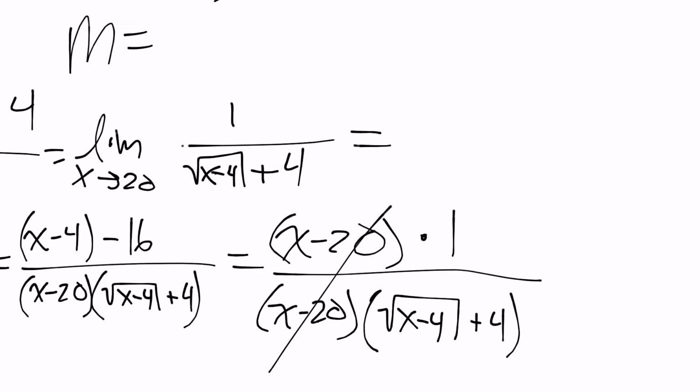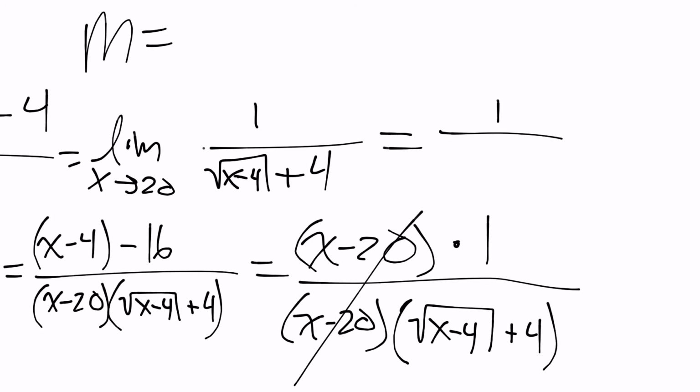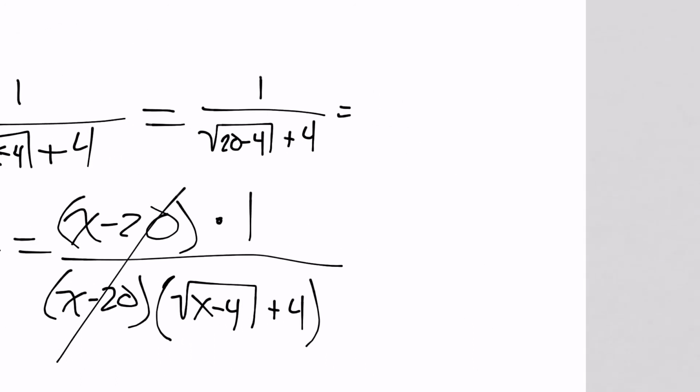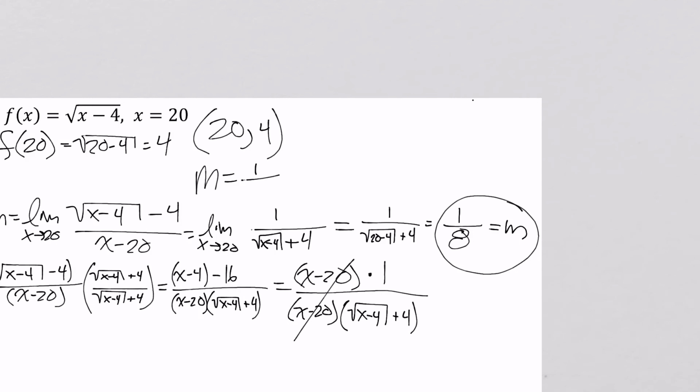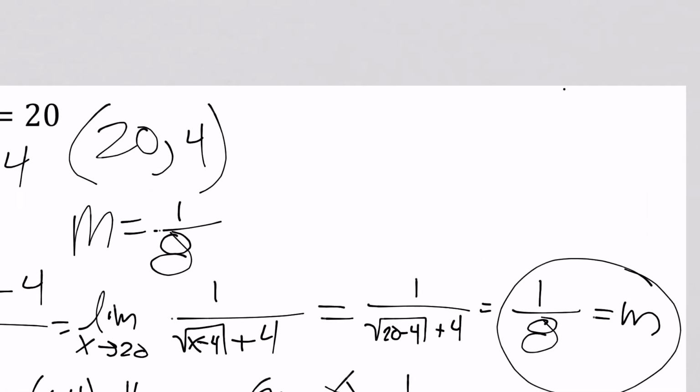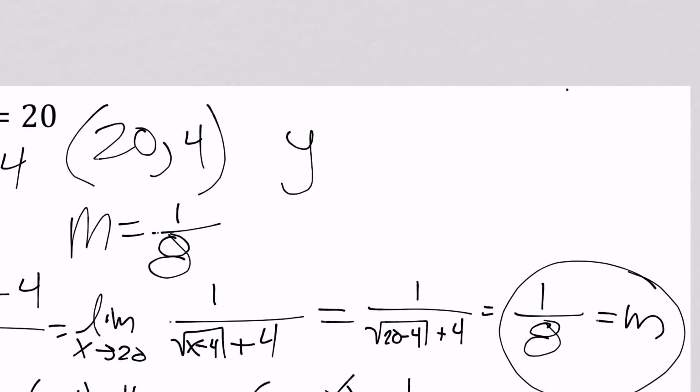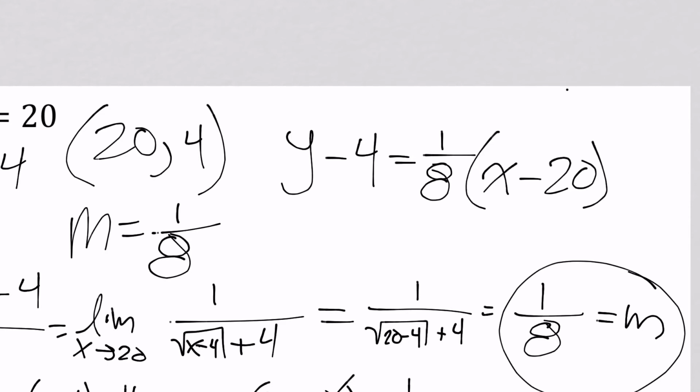Now we can directly substitute in. So 1 over square root of 20 minus 4 plus 4. 20 minus 4 is 16. Square root of 16 is 4. 4 plus 4 is 8. 1 over 8 is our slope m. So we know our point, we know our slope. All we need to do now is write the equation. So y minus our y value, 4, equals our slope m, which is 1/8, times x minus our x value, which is 20.